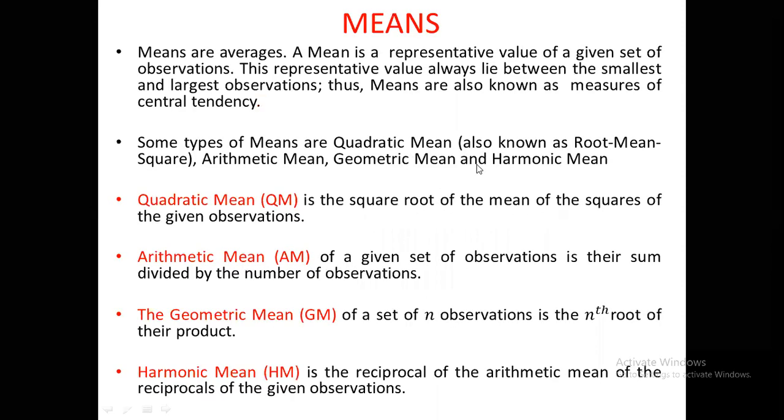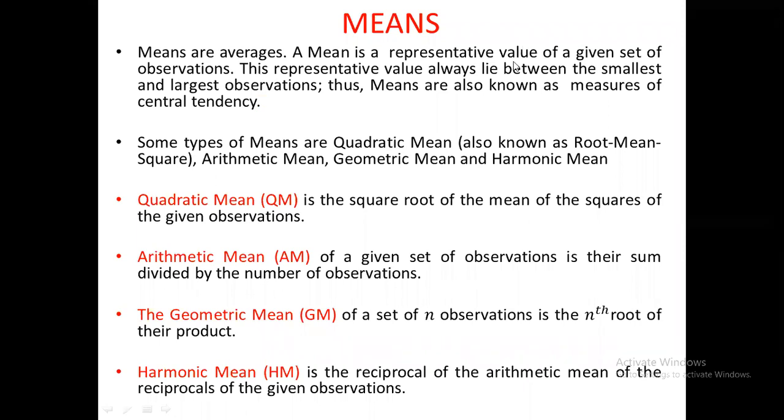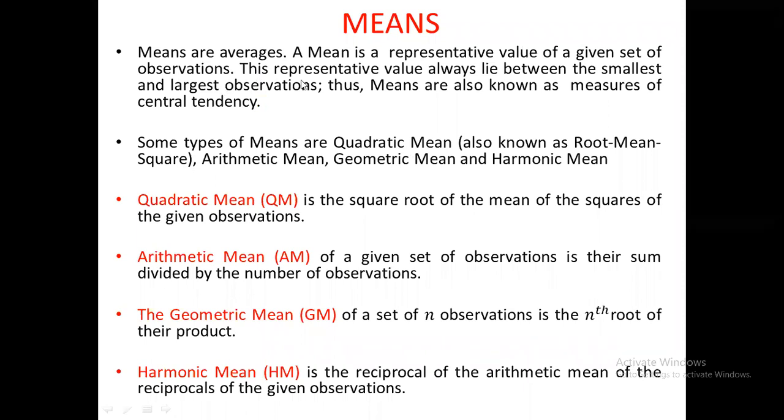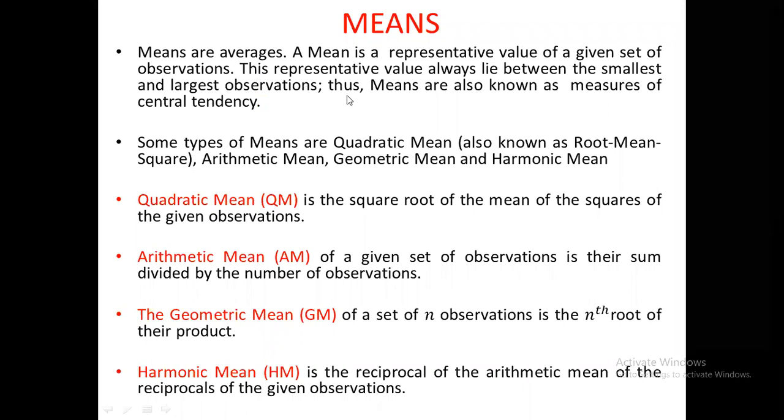All right, so let's discuss what means are. Means are averages, as we already know. All of us should be familiar with the word mean. A mean is a representative value of a given set of observations. This representative value always lies between the smallest and largest observation. Thus, means are also known as measures of central tendency.